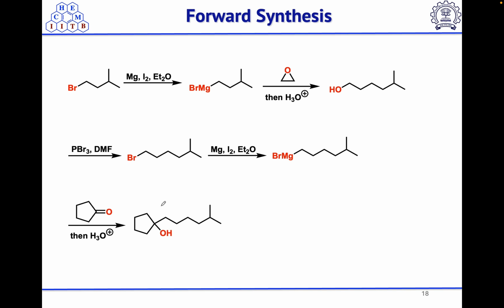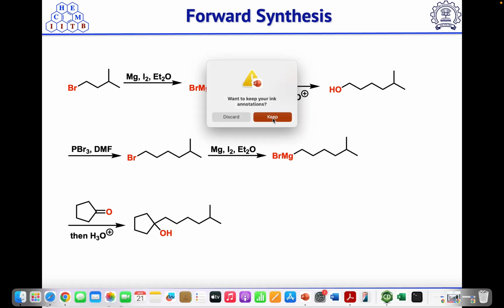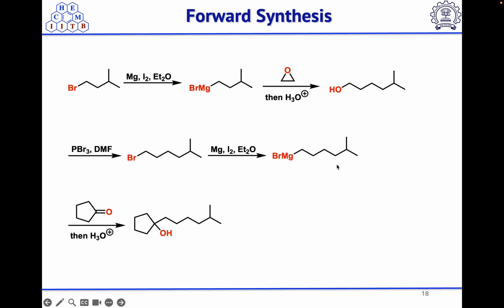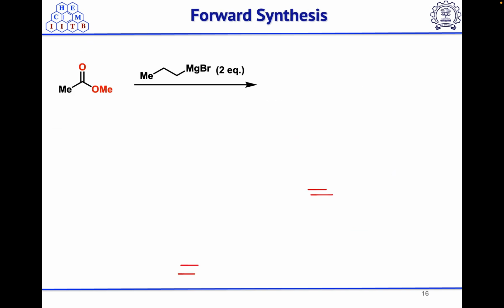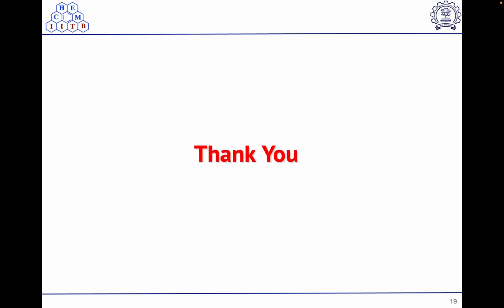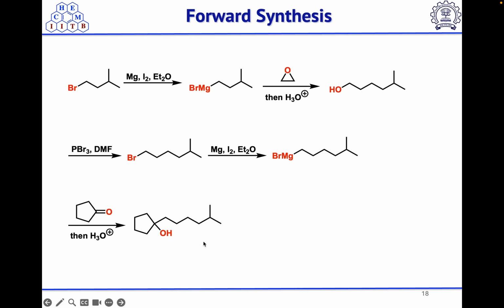Now we need the electrophile, that is cyclopentanone. Right? So we now have cyclopentanone. This Grignard reagent will add to the cyclopentanone, and it will give the tertiary alcohol. So this is our target molecule, and we have converted our starting material to the target molecule.